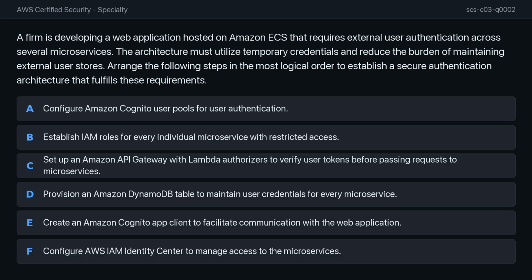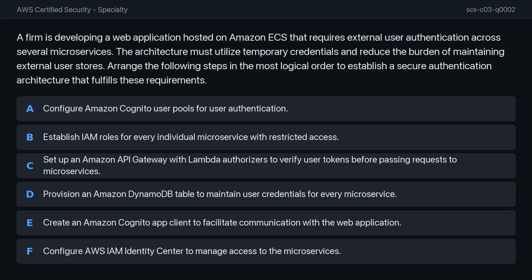Option A, configure Amazon Cognito user pools for user authentication. Option B, establish IAM roles for every individual microservice. Option C, set up an Amazon API Gateway with Lambda authorizers to verify user tokens before passing requests to microservices.